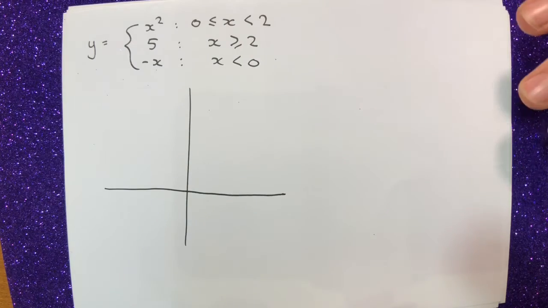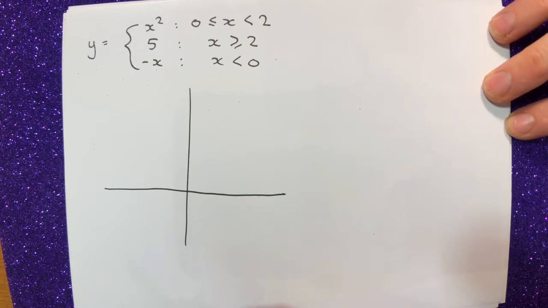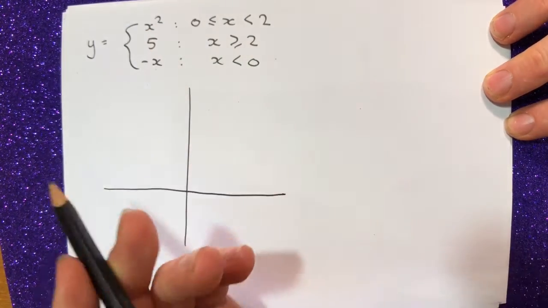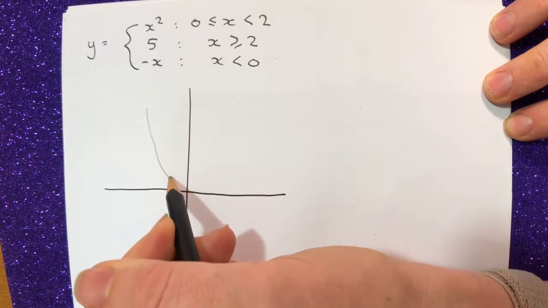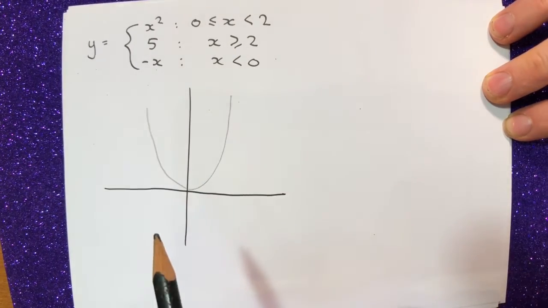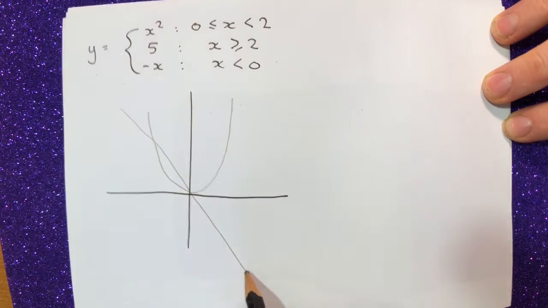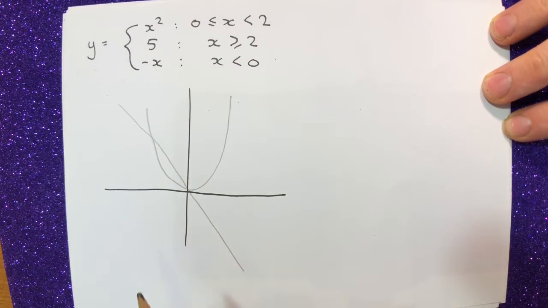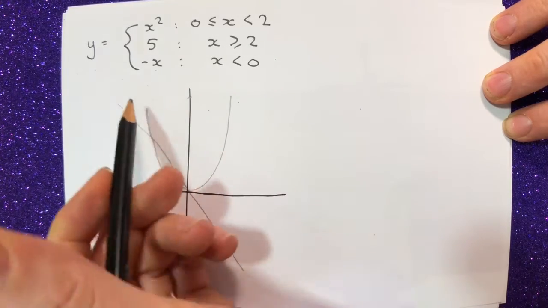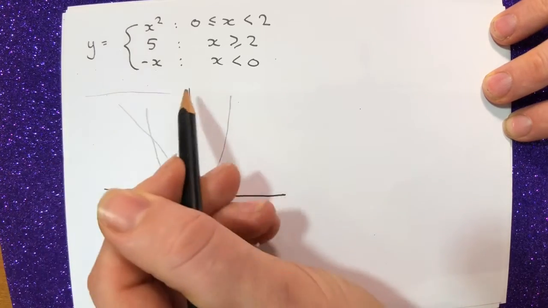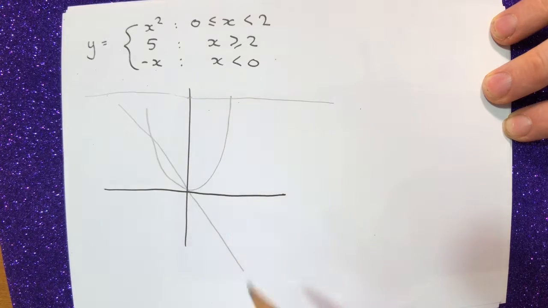To sketch them is easier than it looks. All you need to do is take each of these functions and sketch them. So x squared is a parabola on 0, 0. The negative of x is a straight line that goes through 0, 0, negative gradient. And y equals 5 is a straight line looking something like this.